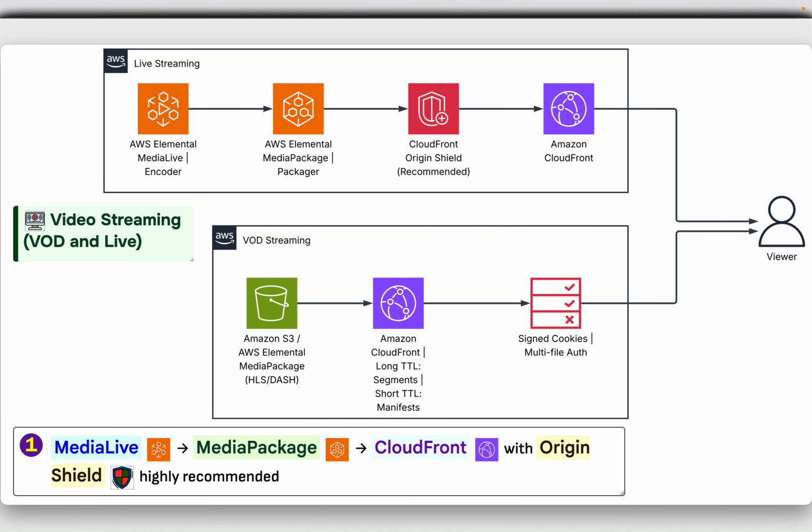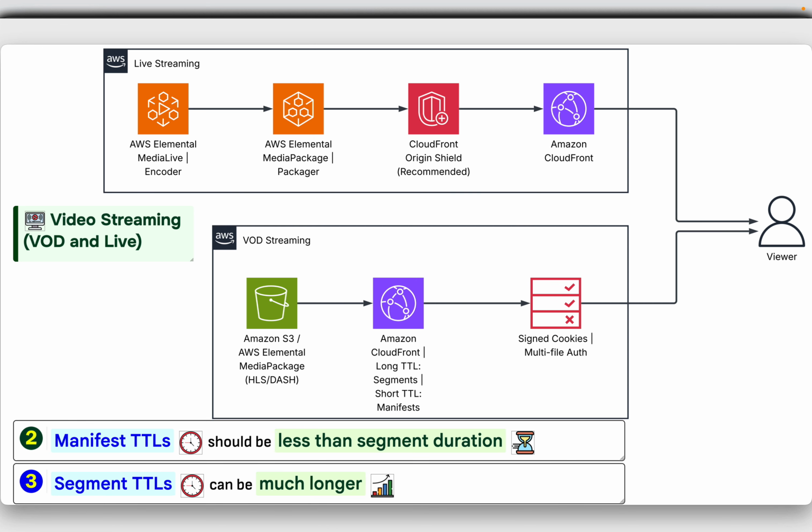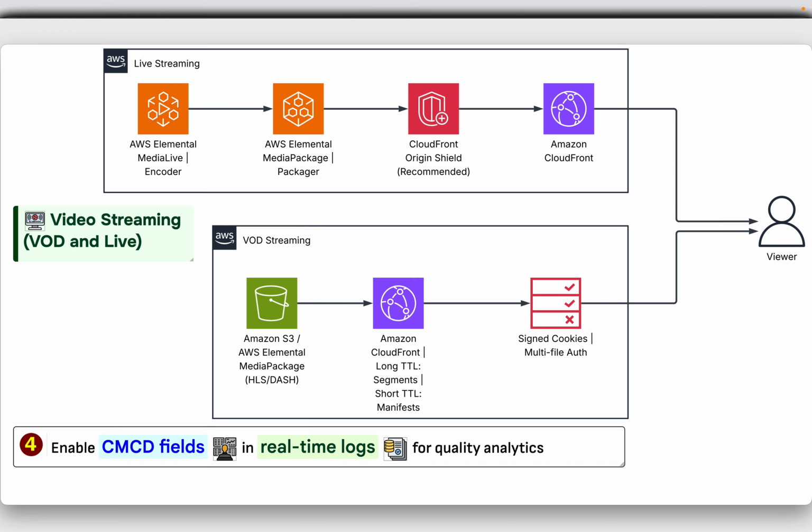It is highly recommended. Manifest TTLs should be less than the segment duration to ensure viewers get an updated playlist. Segment TTLs can be much longer since segments do not change after creation. Enable CMCD, which is Common Media Client Data. Enable CMCD fields in real-time logs for quality analytics.